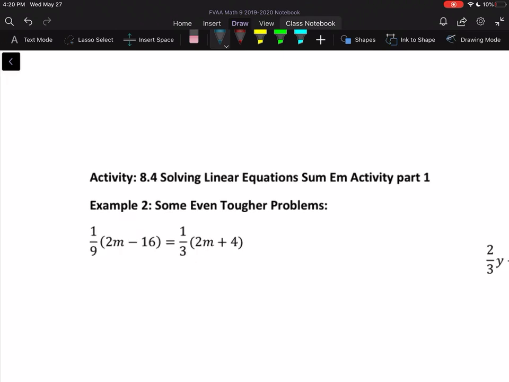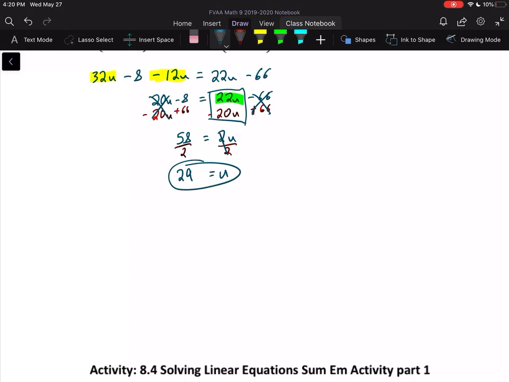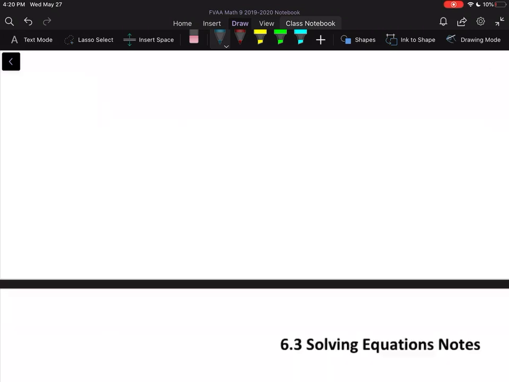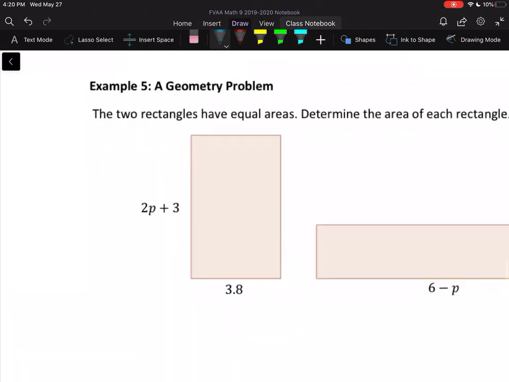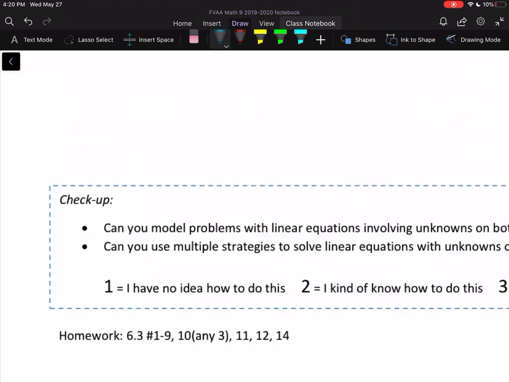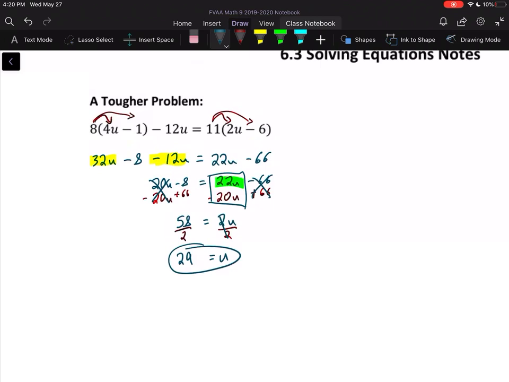Okay, we're going to do a practice assignment based on this work so far. That is it for today.